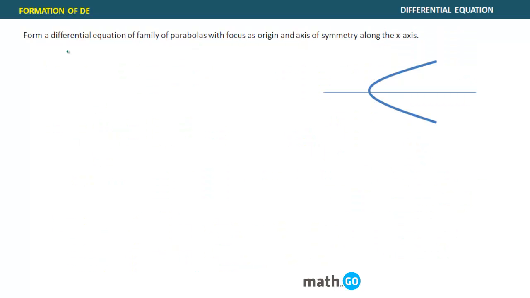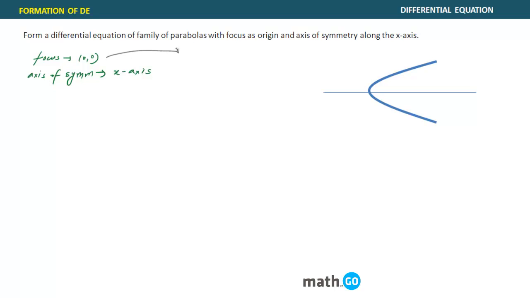Okay, now let's apply the formation of DE in another question. This is: form the differential equation of the family of parabolas with focus at origin. So now the focus is the origin. Focus is given to be the origin, and the axis of symmetry is given to be the x-axis only. It could have been parallel to the x-axis, then the question would have become a bit different and a bit difficult also, but it remains that it is the x-axis only.